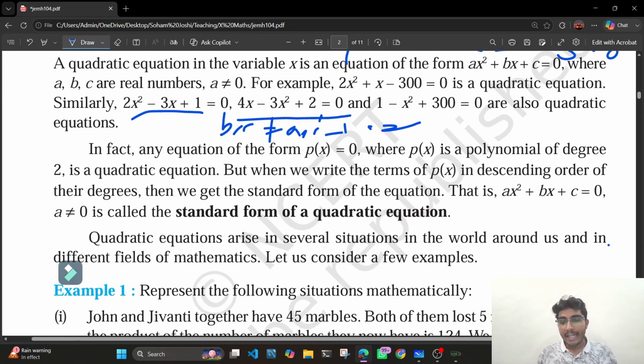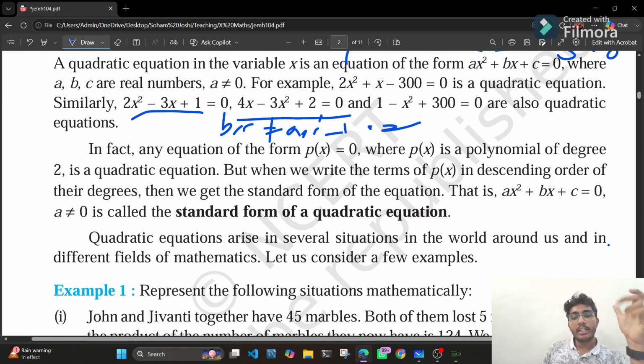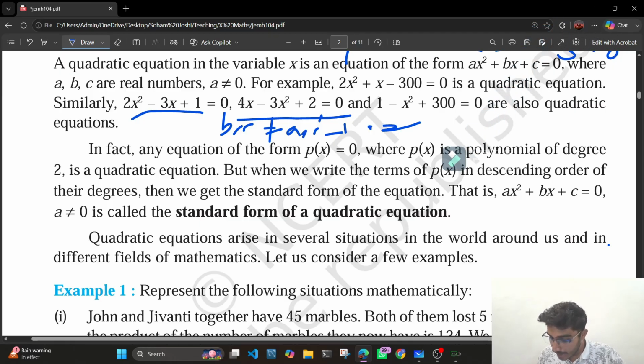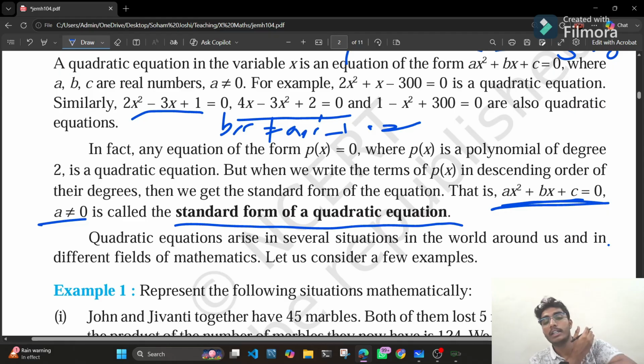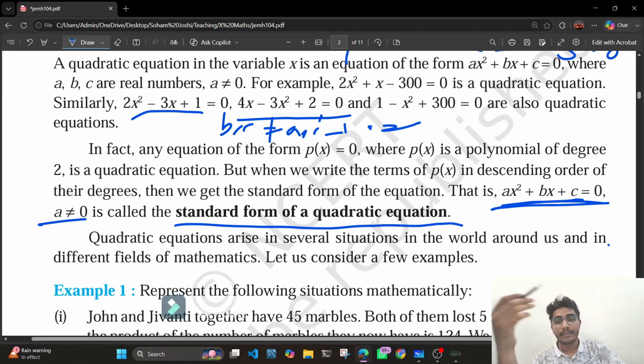So again, if we write all the terms of a polynomial in descending order of their degrees, we get the standard form of the equation, that is ax square plus bx plus c is equal to 0, where a is not equal to 0. This is the standard form of the quadratic equation. So if you are given a question where they have given some calculations, maybe two brackets including x, then you have to solve it, and they have asked whether it is a quadratic equation.